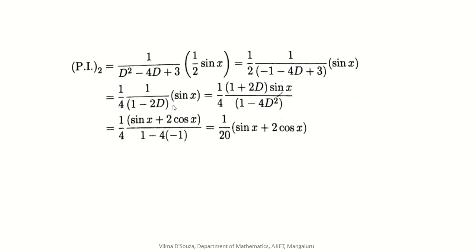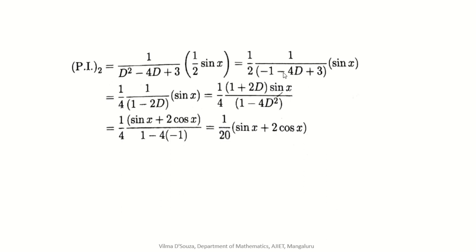Next, PI 2 I have done here. 1 by D square minus 4D plus 3 of half into sin x. So half I have taken out. D square is minus a square, in sin ax, a is 1. So minus a square is minus 1. So minus 1, half I have taken out. 1 by minus 1 minus 4D plus 3 of sin x. Simplify this.